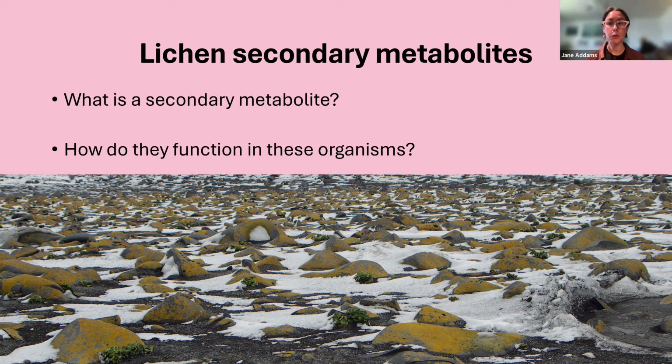So what is a secondary metabolite? These lichens create secondary metabolites, which are organic compounds that are produced by an organism that aren't really directly required for its normal functions. So they don't have anything to do with growth or development or reproduction, but they serve some sort of ecological function. So sometimes they are defense against disease or predators. Sometimes they are an adaptation to the environment.